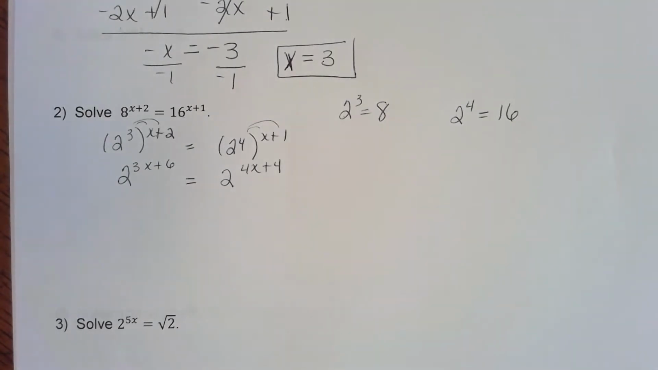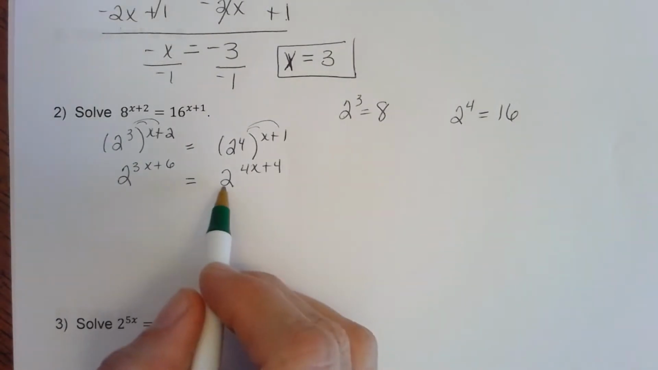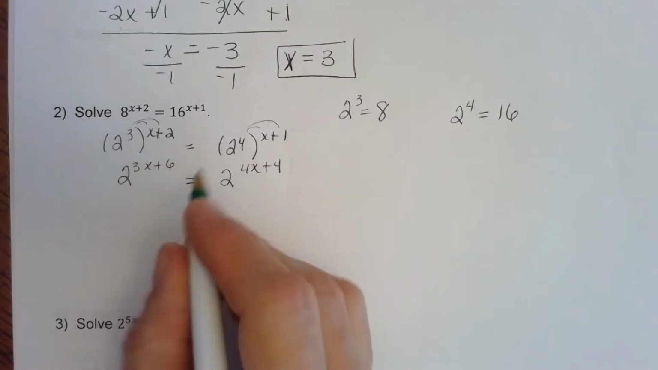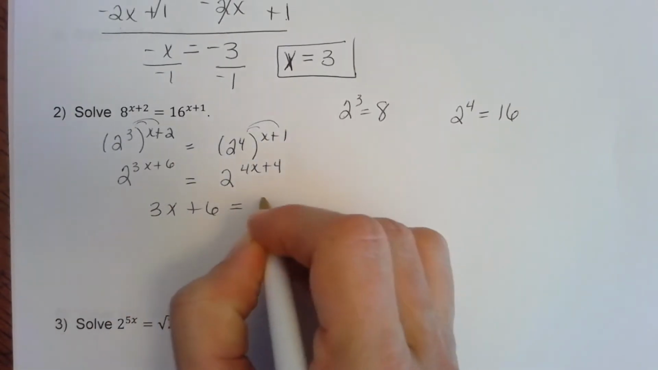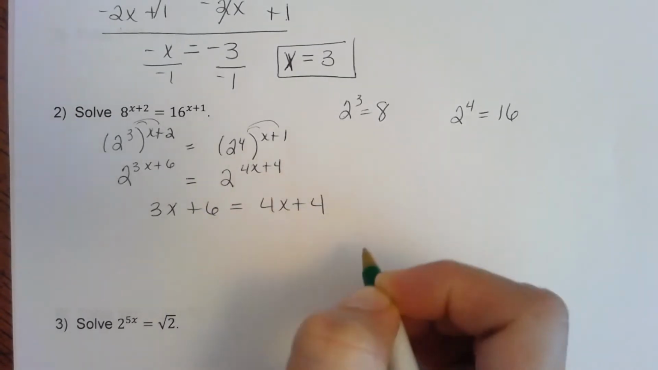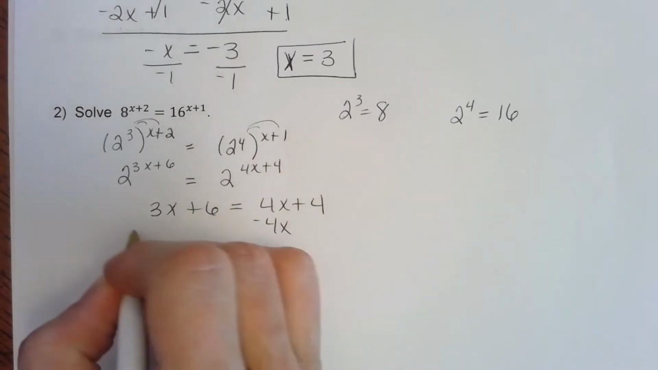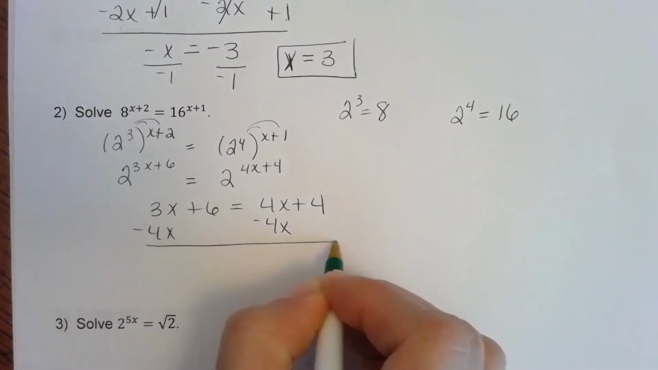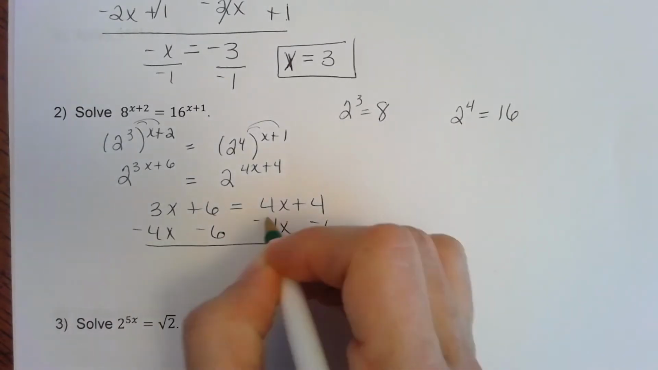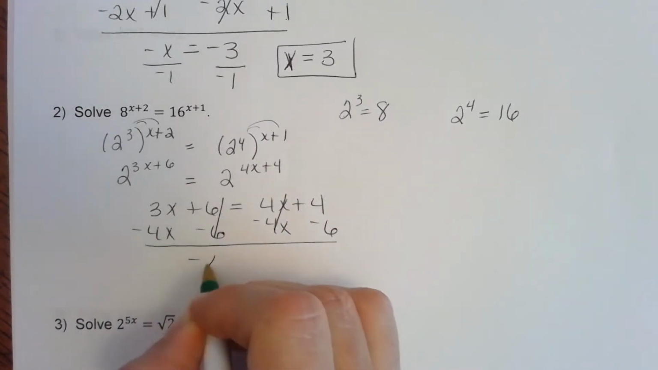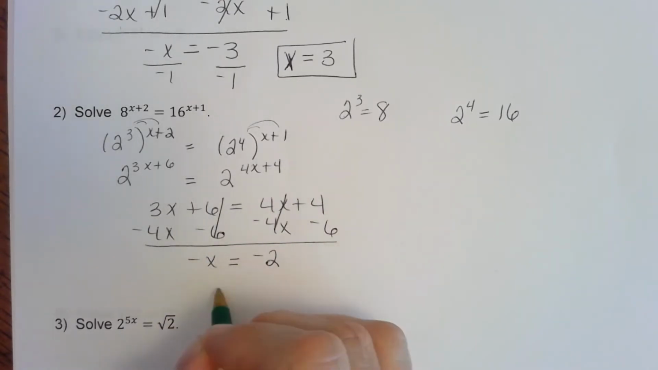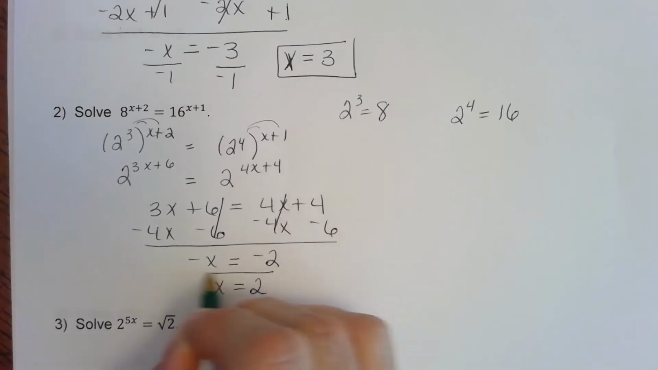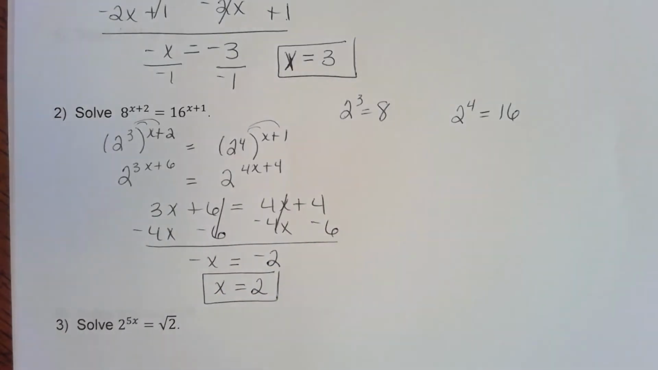Well, now we have the same bases. Since the bases are the same, the exponents have to be the same. So we have 3x plus 6 equals 4x plus 4. Solve it. So I have negative x is equal to negative 2. Divide both sides by negative 1, so x is equal to 2. And you can check that one as well.